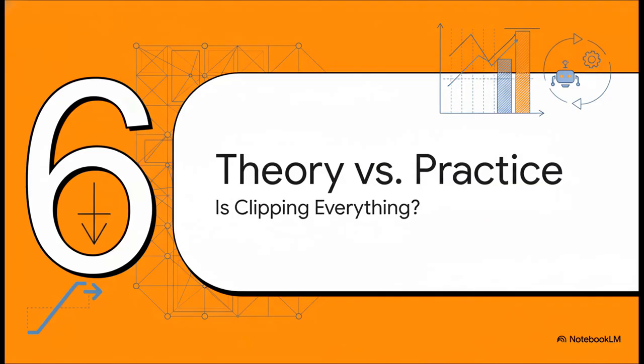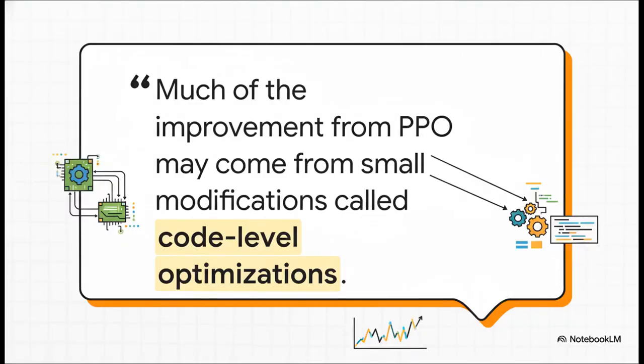So this is where our story takes a really interesting turn. For years, pretty much everyone believed that this clever clipped objective was the key innovation. It was the reason PPO was so successful. But it turns out the beautiful theory might not be the whole story after all. In 2020, a paper called Implementation Matters dropped a bit of a bombshell on the PPO narrative. What they found was that a huge chunk of PPO's amazing performance didn't actually come from its famous core algorithm, but from a bunch of small, seemingly boring code-level optimizations.